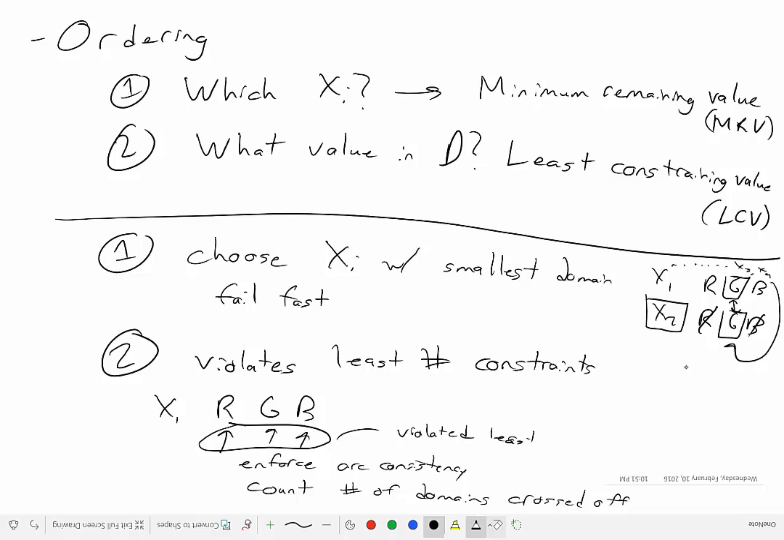So let's say R violated 2 constraints, green violated 4, and blue violated 3. Then I would choose to assign x1 R. Okay. Finally, we have structure.